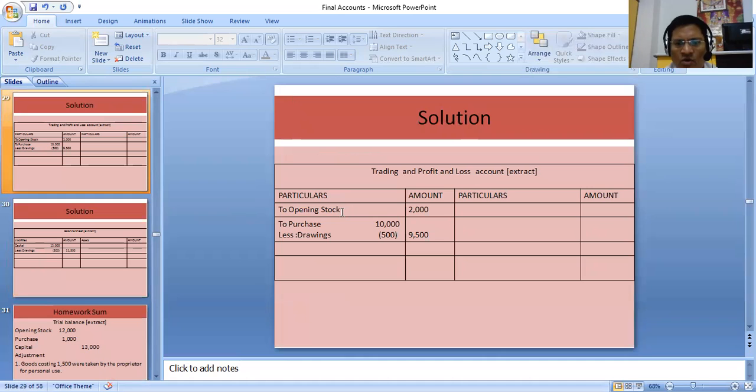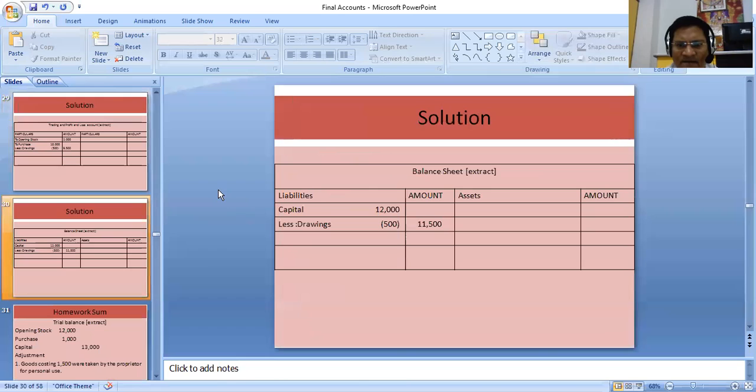So to opening stock 2000, to purchase 10,000, less drawings 500, 9,500 it became. This is a trading and profit and loss extract. In the trading account, we have written this. And in the balance sheet, capital less drawings 500, 11,500. That's all. If this would have been drawings of cash, then less drawings, and then from cash.